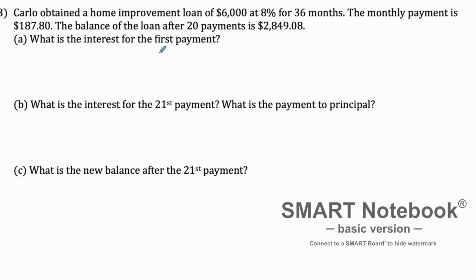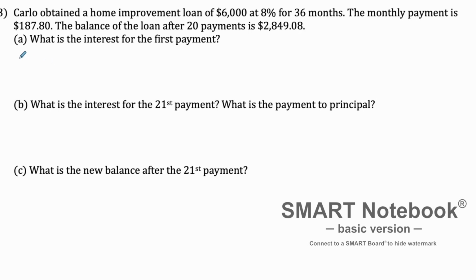So here we go. Carlo obtained a home improvement loan of $6,000. We're staying at 8% interest, but now it's over 36 months. Okay. The monthly payment is $187.80. So what we want to do is figure out the interest on the first month. What is the interest on the first payment?